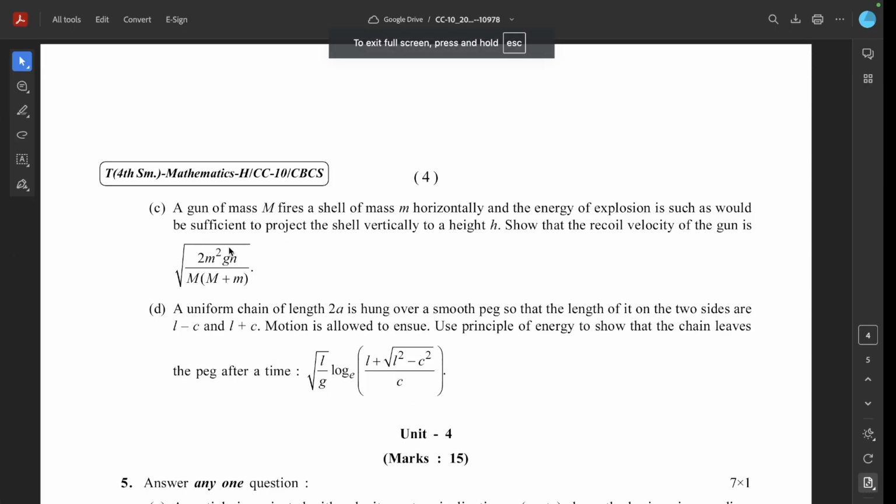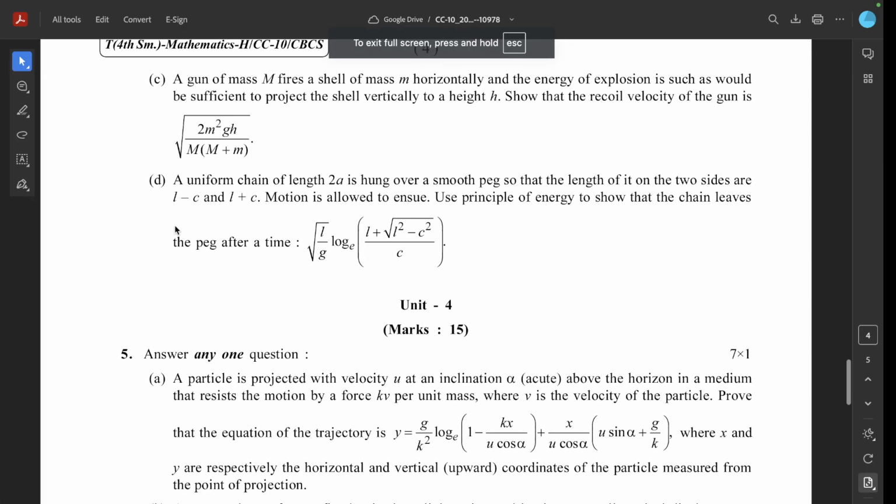Next part, question D. A uniform chain of length 2a is hung over a smooth peg so that the lengths of it on the two sides are l − c and l + c. Motion is allowed to ensue. Use the principle of energy to show that the chain leaves the peg after a time given by this.